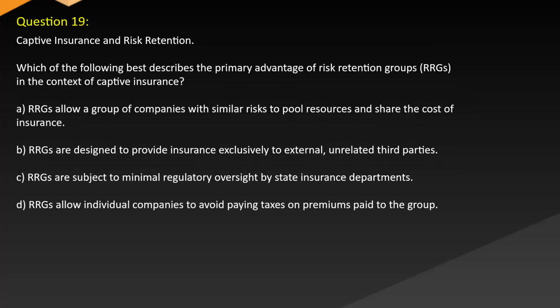Question 19. Captive insurance and risk retention. Which of the following best describes the primary advantage of risk retention groups (RRGs) in the context of captive insurance? A. RRGs allow a group of companies with similar risks to pool resources and share the cost of insurance. B. RRGs are designed to provide insurance exclusively to external, unrelated third parties. C. RRGs are subject to minimal regulatory oversight by state insurance departments. D. RRGs allow individual companies to avoid paying taxes on premiums paid to the group.